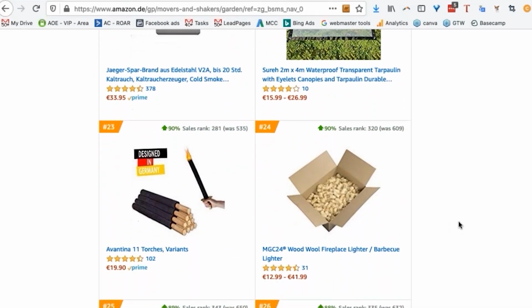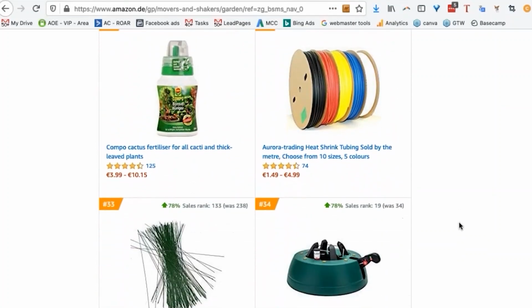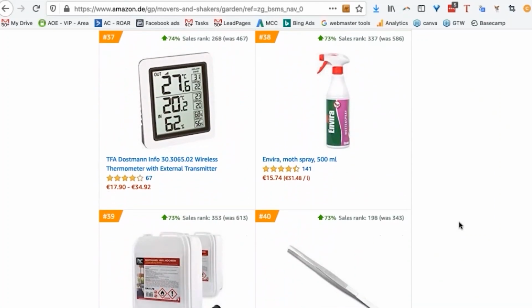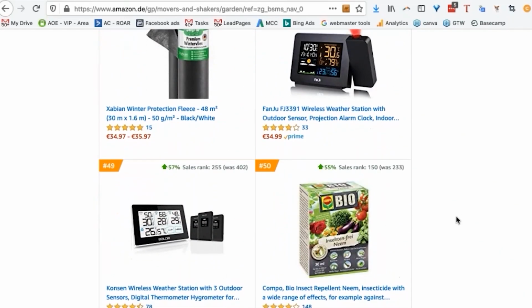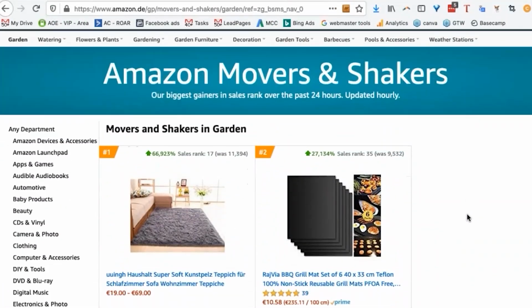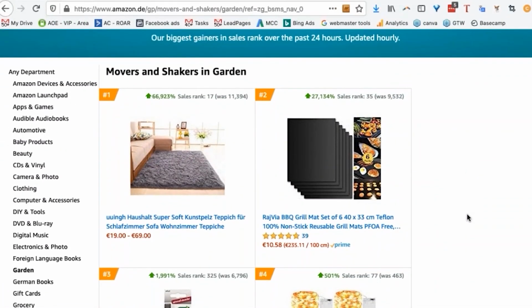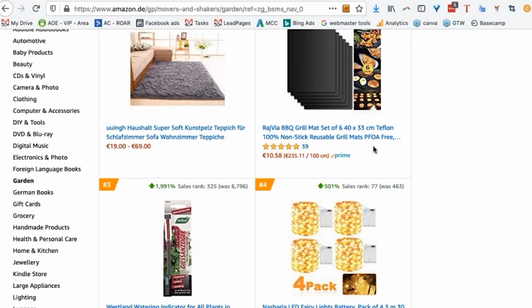I know a couple of people in AOE are selling those, so I won't talk too much about them. Again, look at all this. These are all fast selling products on Amazon in Germany. They're movers and shakers. So sales rank is now 17. Holy shit, a sales rank of 17 is crazy. And I don't even know what that is.